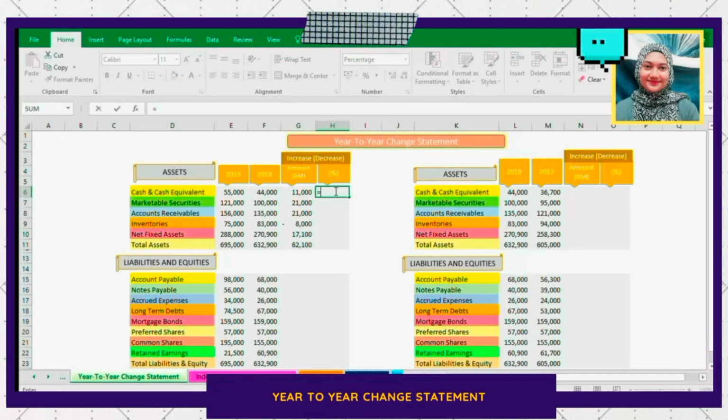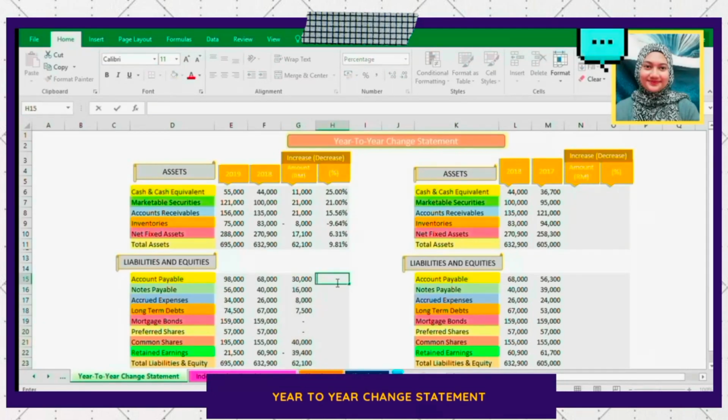For percentage equal to amount divided by value in 2018 and enter. Double-click to see the following result. For liabilities and equities, just use the same formula as above. Secondly, for 2018 and 2017 comparison, we use 2017 as the base year.